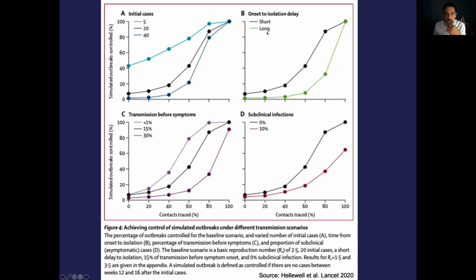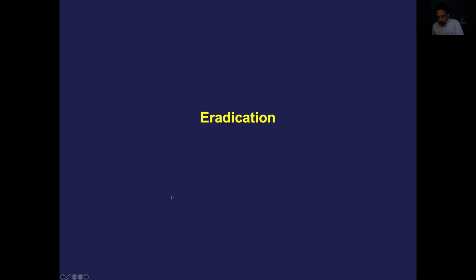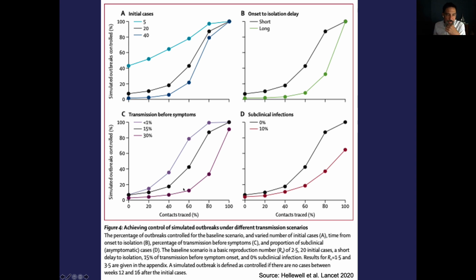So in similar scenarios, you can see the impact of long versus short delays between onset and isolation. And when the delay is long, you need to trace a much higher proportion of contacts in order to get outbreaks under control. And similarly, when you have a lot of transmission going on before the development of symptoms, it's very hard to control the outbreaks until you can get out to a very high proportion of tracing all of the contacts. 100% here will get you controlling most of the outbreaks. And lastly, you can see subclinical infections.